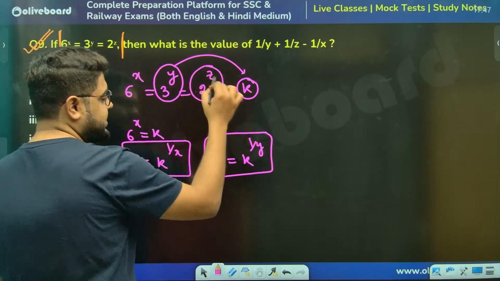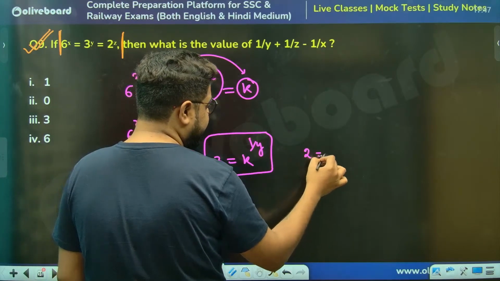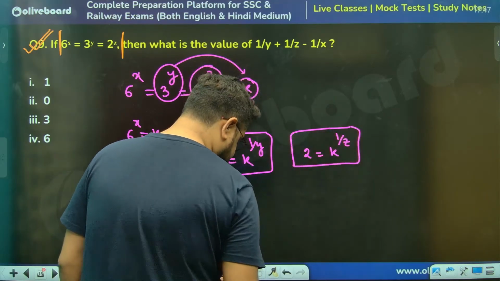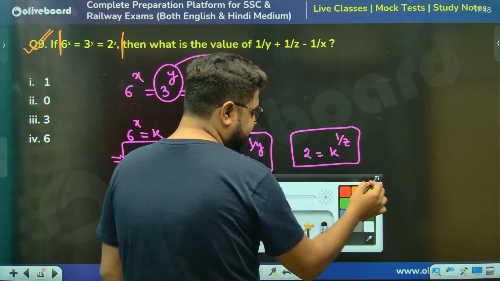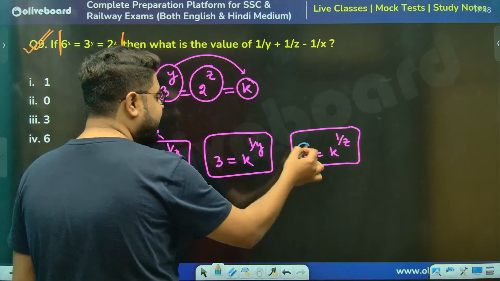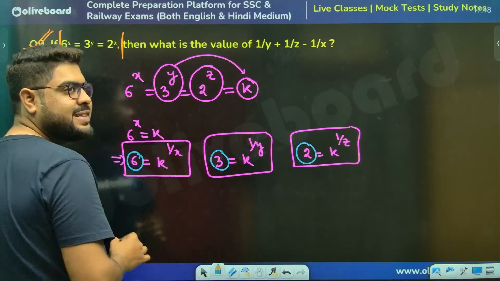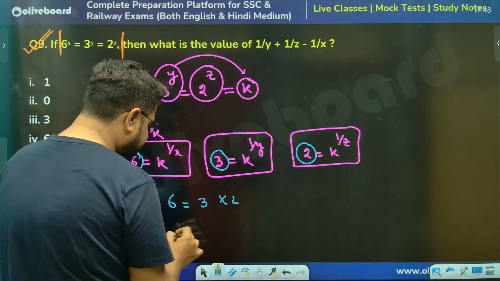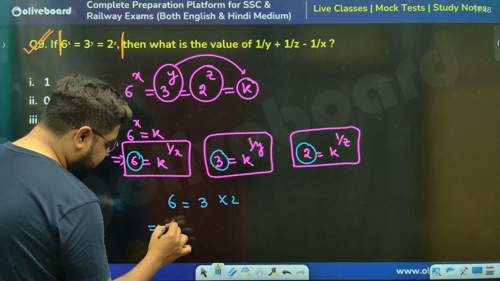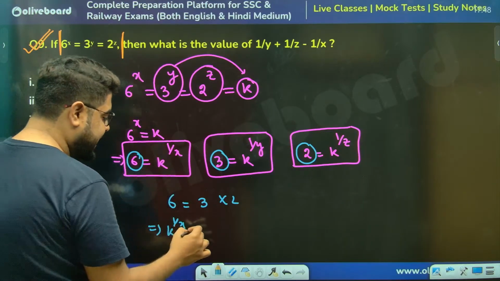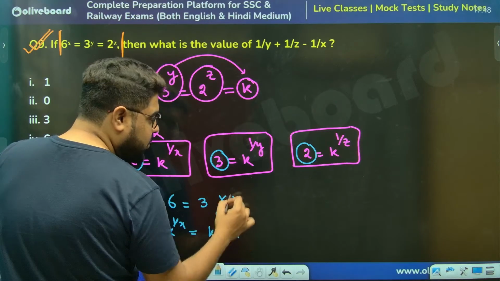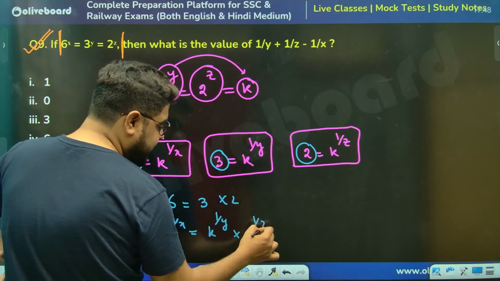Similarly, sir, from this 2, I can write k to the power 1 by z. And only one relation I have, and everybody knows, between 2, 3, and 6. That is, 6 is equal to 3 into 2. So meaning, sir, k to the power 1 by x, that is 6, it is equal to k to the power 3 is 1 by y into 2 means k to the power 1 by z.